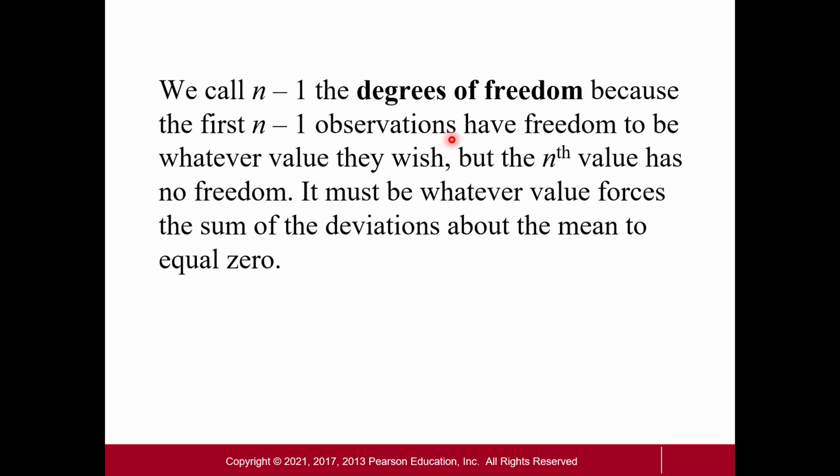So just a quick note on degrees of freedom. We call n minus 1 the degrees of freedom because the first n minus 1 observations have freedom to be whatever value they wish, but in order to get to 0 when we add up the deviations about the mean, the nth number in the list, basically the nth value, can't be any value it wants. It has to be whatever number is required to get 0 when you add up the deviations about the mean. So just a note on calling it degrees of freedom.